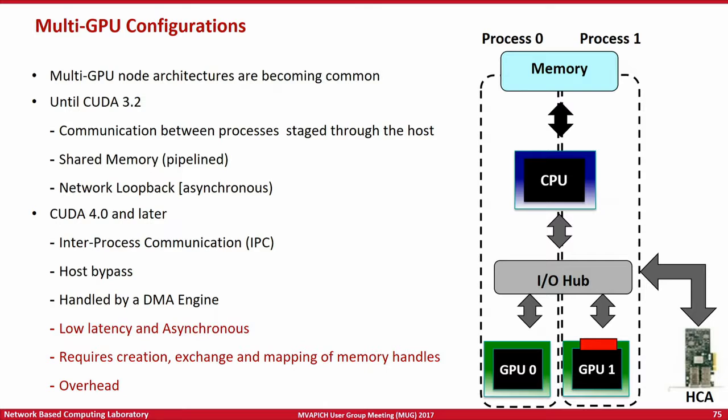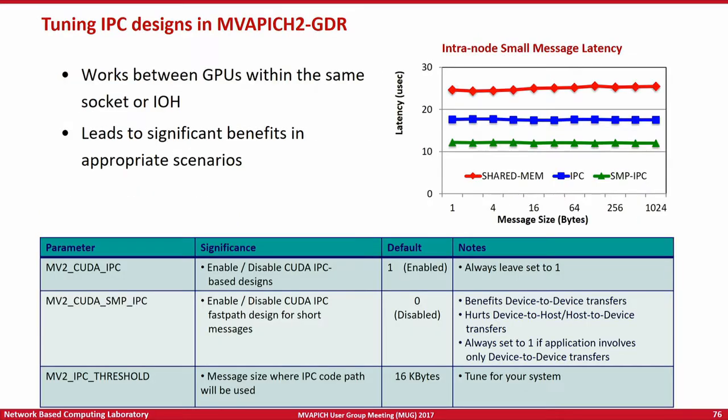So these are the various designs we have. This is the performance you get if you transfer after staging on the host memory. This is the performance you will get if you just do your basic IPC. And this is the performance you will get if you choose the enhanced designs that we have inside MVAPICH2-GDR, which is what we refer to as SMP IPC. And these are the environment variables that control the use of these different designs.